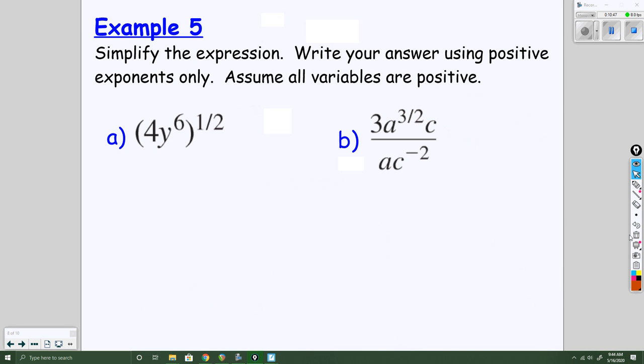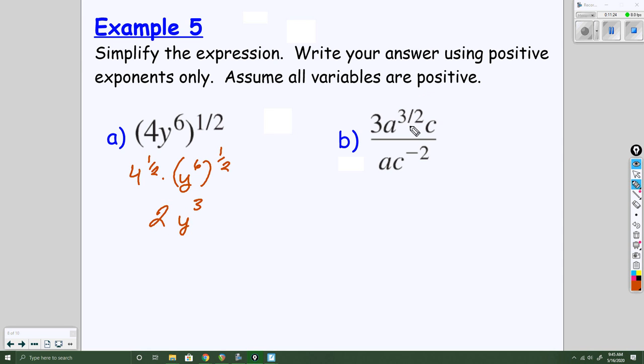All right, now we're going to use some of those rational exponents. We're going to apply that power to each one of these factors. So we have 4 to the 1/2 times y to the 6th to the 1/2. Remember, you can cut down some of these steps by doing a little bit more at once. So y to the 6th to the 1/2 is just going to be y cubed, because we multiply those exponents. And then 4 to the 1/2 is the square root of 4, which is 2.